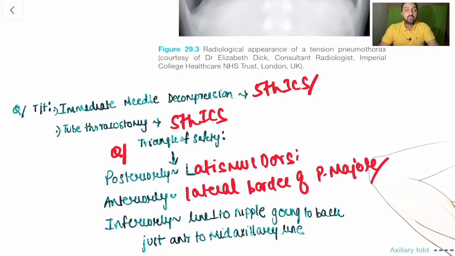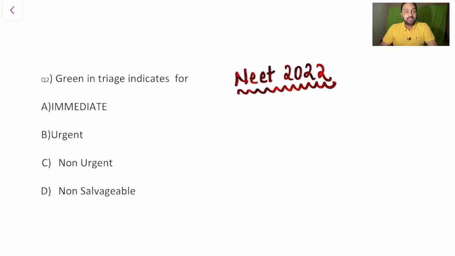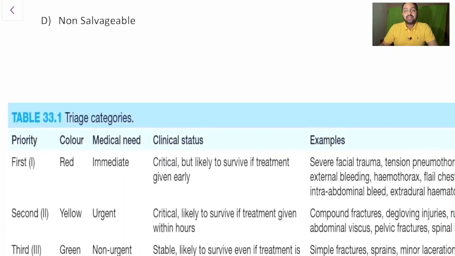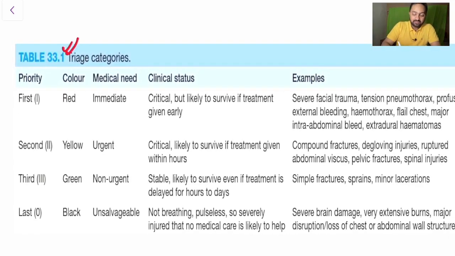So these were a few important points with respect to tension pneumothorax. Now let's move down to our next question. This was asked in NEET 2022. Green in triage indicates: immediate, urgent, non-urgent, non-salvageable. So this question has been directly taken from this table, where you have your triage categories. Triage means to sort or to prioritize. So you have red, which needs immediate attention, yellow needing urgent attention, green needing non-urgent attention, and black is unsalvageable.